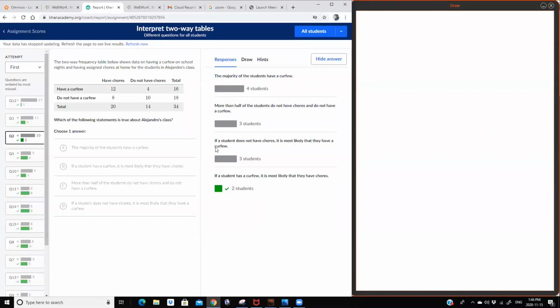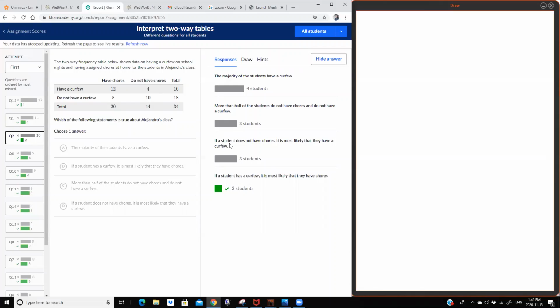That's not more than half. That is out. If a student does not have chores, so among the students who do not have chores, it is more likely that they have a curfew. No, among these students who do not have chores, they are more likely to not have a curfew. But this one says they're more likely to have a curfew. No, that's not correct. Only four of them have a curfew. 10 of them do not have a curfew out of the 14.